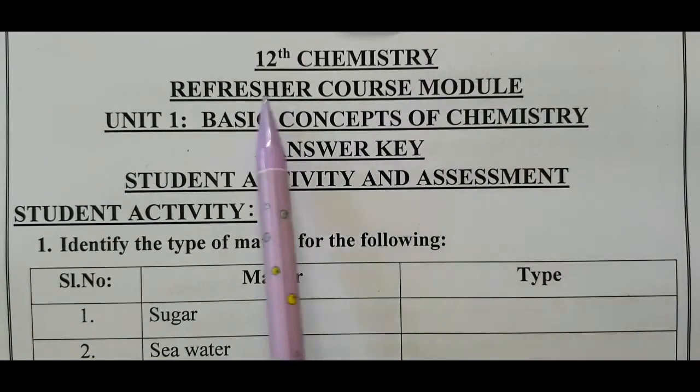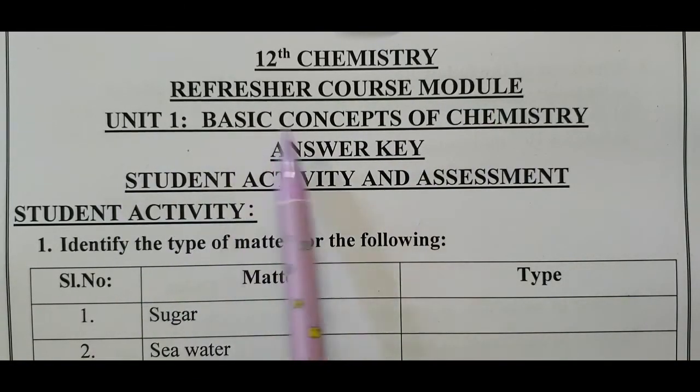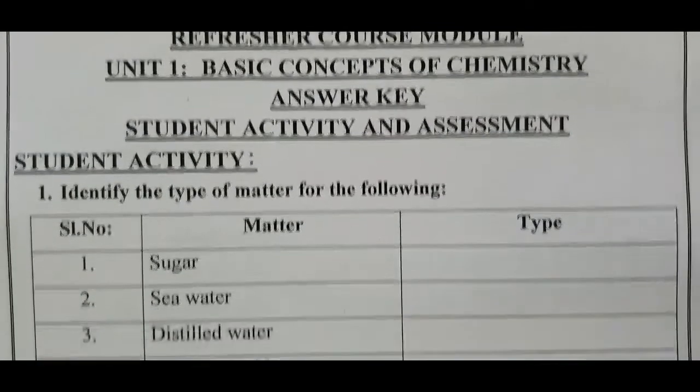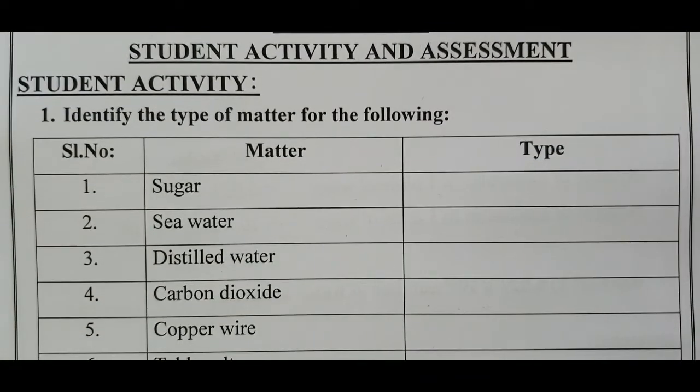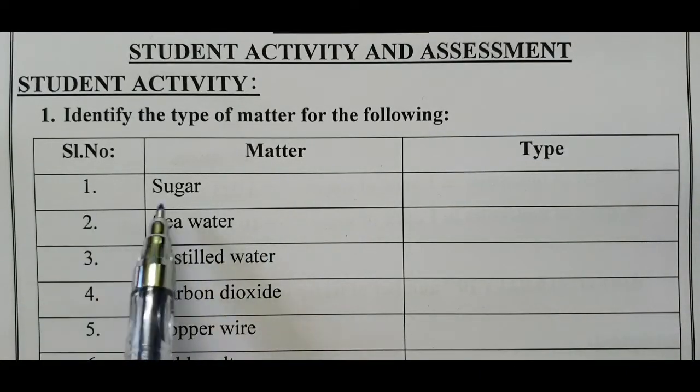12th Chemistry Refresher Course Model Unit 1, Basic Concepts of Chemistry. In this video, we are going to discuss the answer key under the heading Student Activity and Assessment. First, Student Activity. Question number 1 is identifying the type of matter for the following. Point number 1 is sugar.